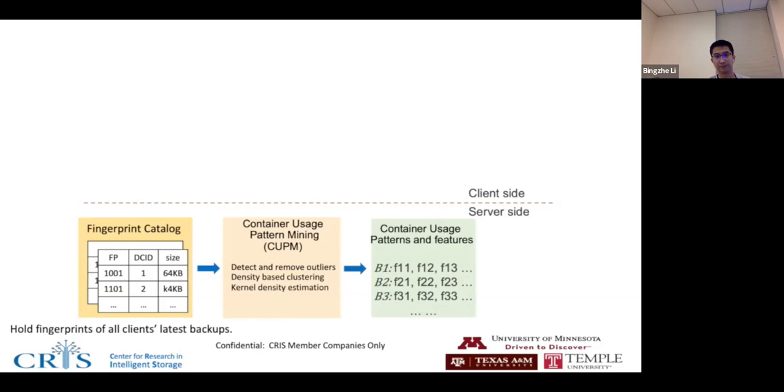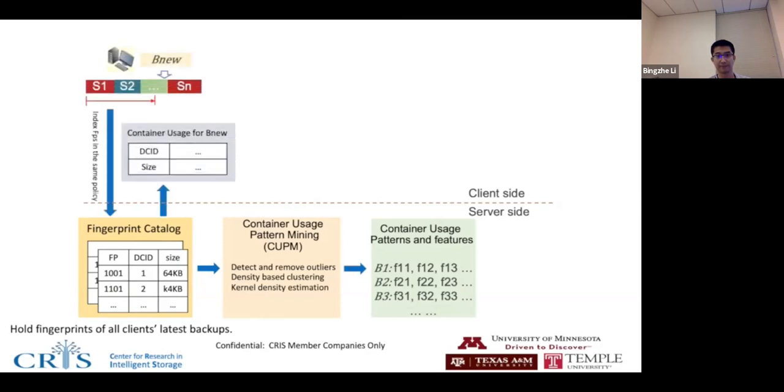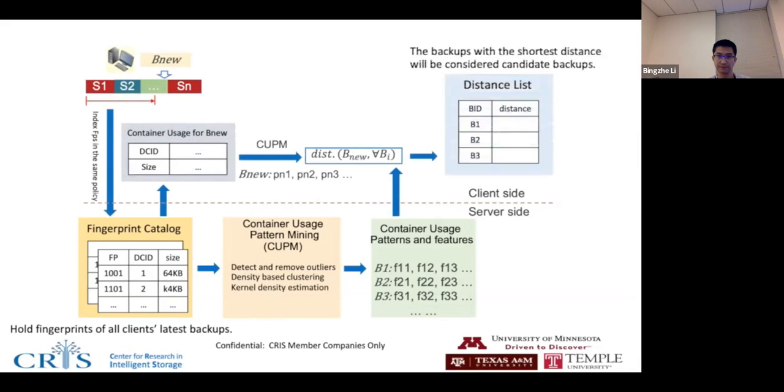of storage. On the server side, a small local window of the initial backup from the newly created client is looked up from the fingerprint catalog to approximately obtain its container usage data. A similar CUPM approach is used to get its patterns. An effective approach is designed to measure the distance between the processing backup and the historical backups. The backups with the shortest distance will be considered as the candidate backups.